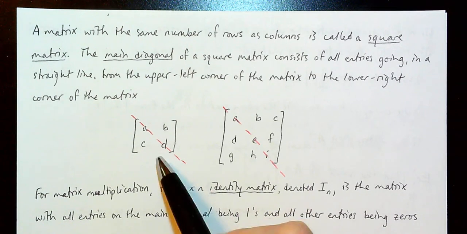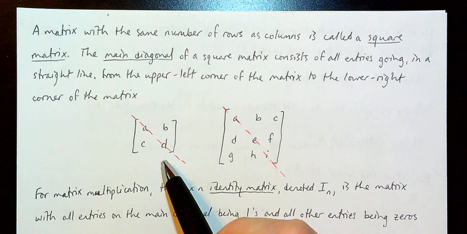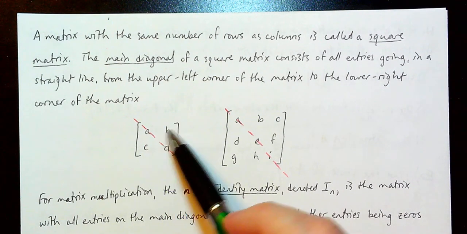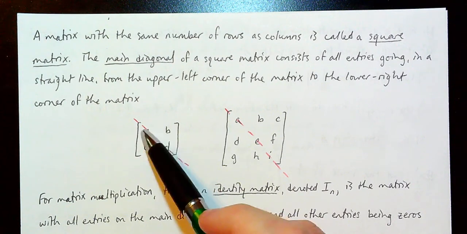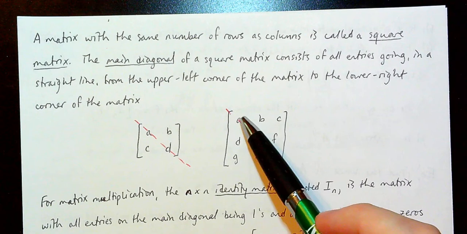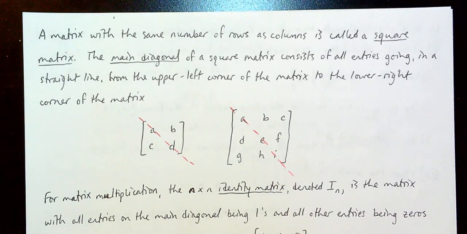So I've sketched the main diagonal. I've dashed it in red for a 2x2 and a 3x3 matrix here. A, B, C, D, the main diagonal is A and D. In the 3x3 matrix, our main diagonal is A, E, I. Those are the entries or the elements of the main diagonal, going in a straight line from the upper left-hand corner down to the lower right-hand corner.